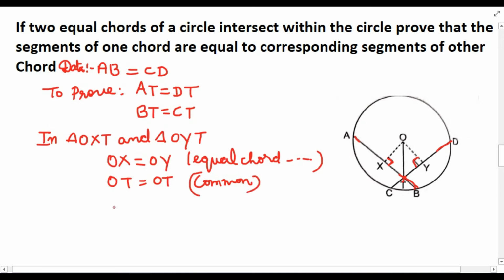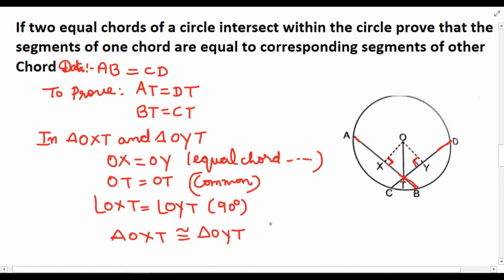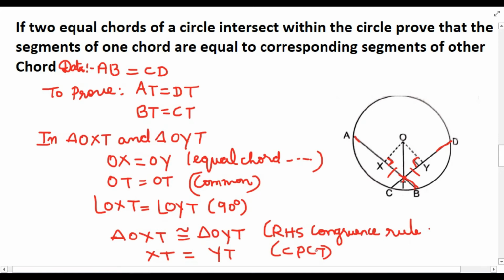Again I can write angle OXT is equal to angle OYT, which is equal to 90 degrees, because it is a perpendicular. Therefore, by the RHS congruence rule, these two triangles are congruent. If these two triangles are congruent, then we can say that XT is equal to YT, by corresponding parts of congruent triangles.